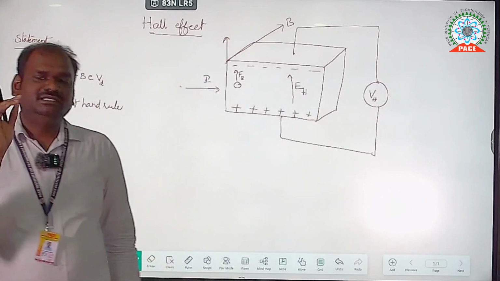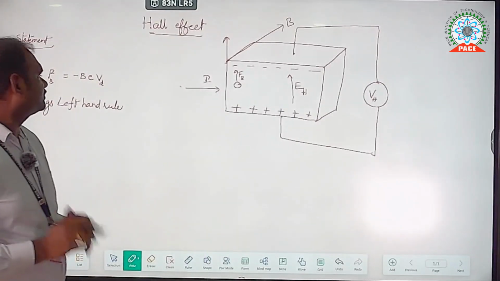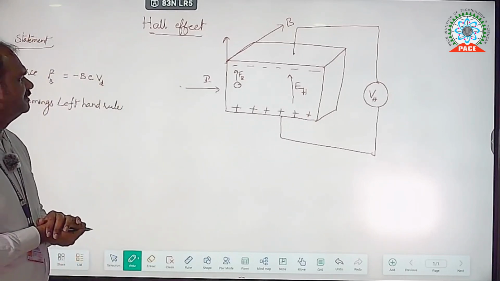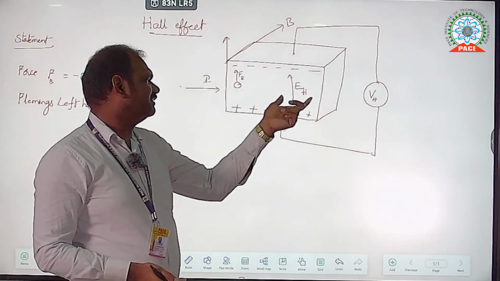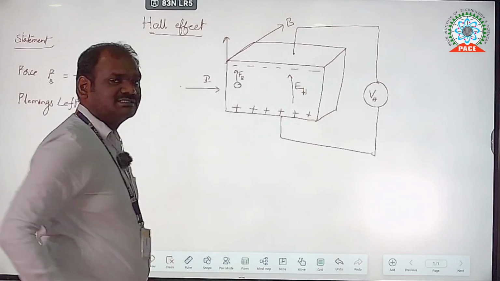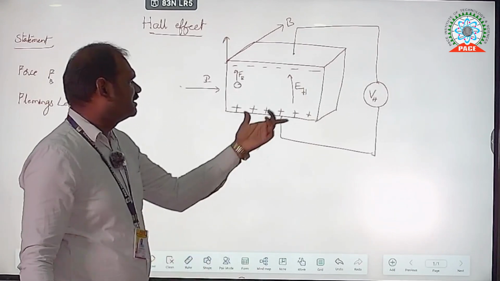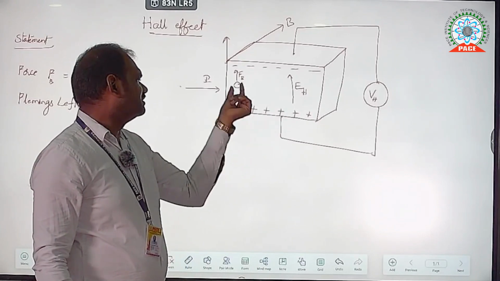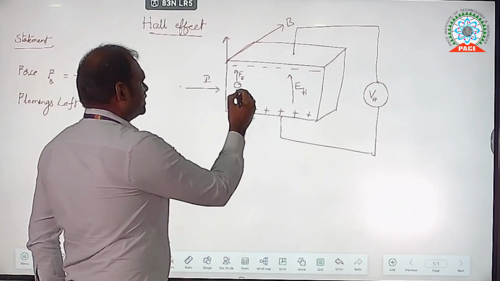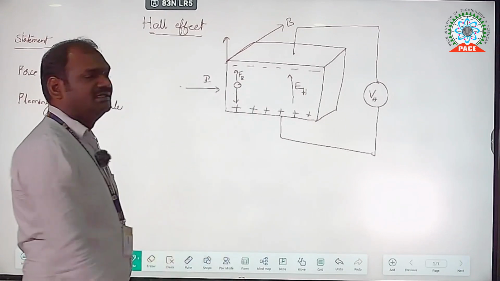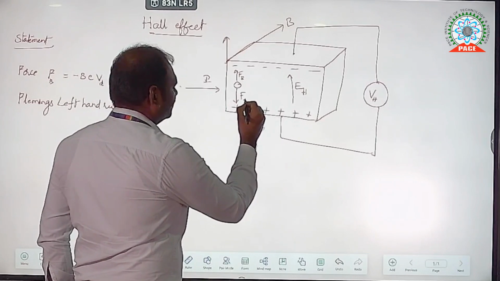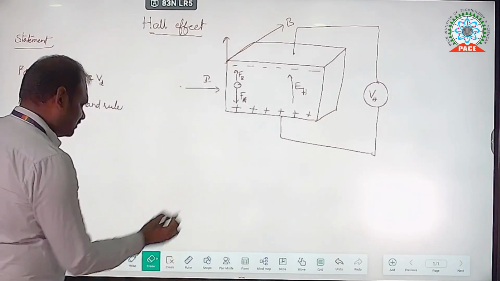Hall electric field was created due to the force acting on the electrons in the upward direction in this Hall effect. Now, due to this electric field, there is a force acting on the negatively charged electrons in the downward direction, because this surface becomes positively charged, and then this negatively charged electron is attracted by this positively charged lower surface. So, we can say that there is a force acting on the electrons in the downward direction. That force is indicated by FH.